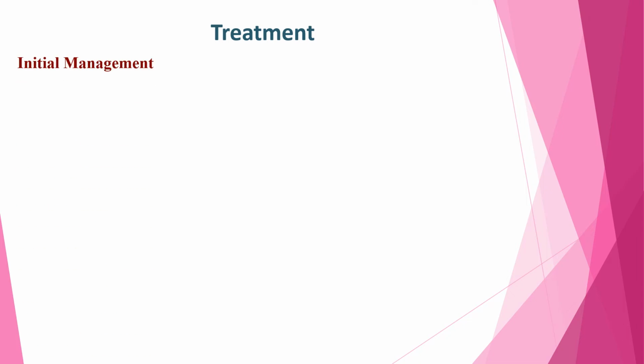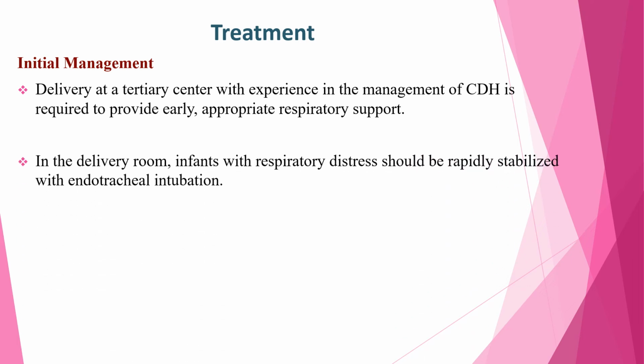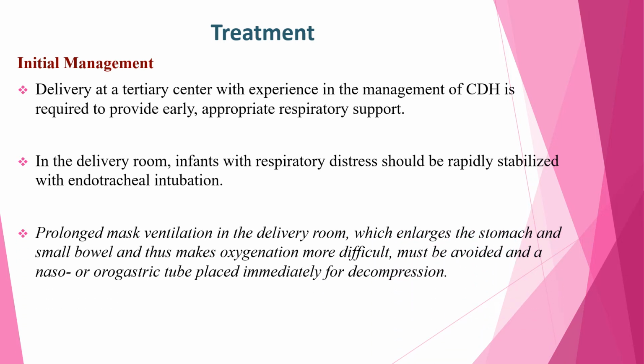Regarding treatment, the initial management includes delivery at a tertiary center with experience in the management of congenital diaphragmatic hernia, which is required to provide early and appropriate respiratory support. In the delivery room, infants with respiratory distress should be rapidly stabilized with endotracheal intubation. And prolonged mask ventilation in the delivery room, which enlarges the stomach and small bowel and thus makes oxygenation more difficult, must be avoided, and a nasal or orogastric tube placement should be done immediately for decompression.